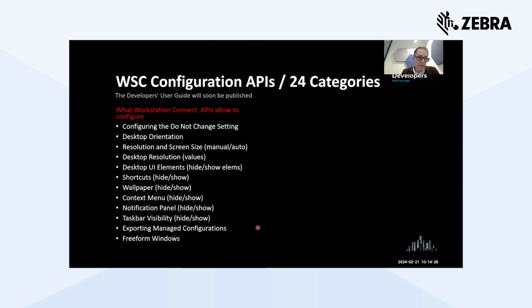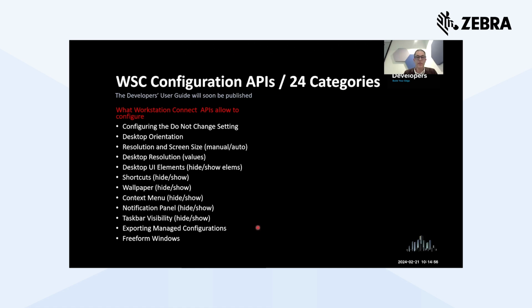As I said in the beginning, during the agenda, there are 24 categories of APIs available. A set of these are mostly of the on-off type of feature, like displaying or hiding a shortcut, a wallpaper, a panel at all, and so on.